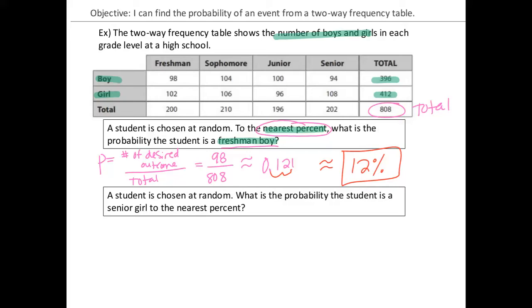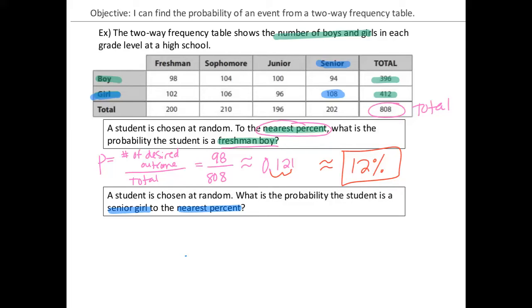Okay, the second question says a student is chosen at random. What's the probability that the student is a senior girl to the nearest percent? So now we're looking at senior girls. Senior girls is 108. Yes? For when you do the percentage, would it matter if, say, the 1 was 5? Yeah, if it was a 5, then it'd be 13%.